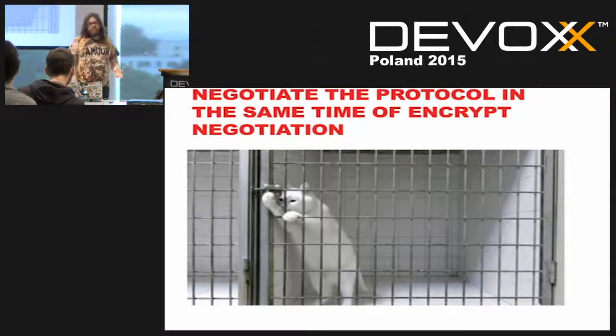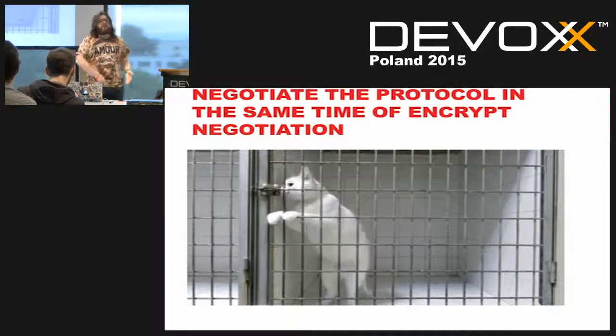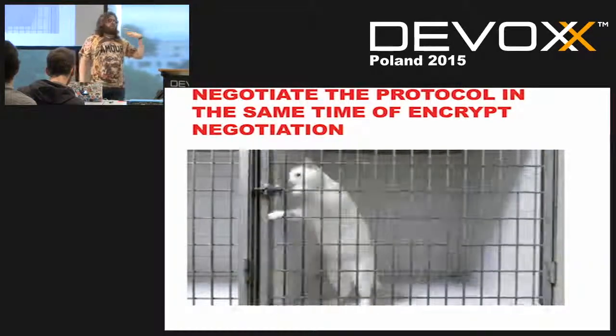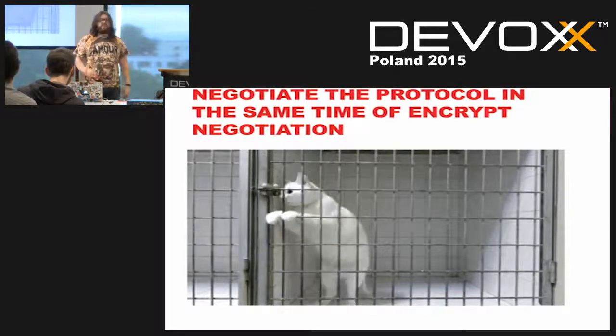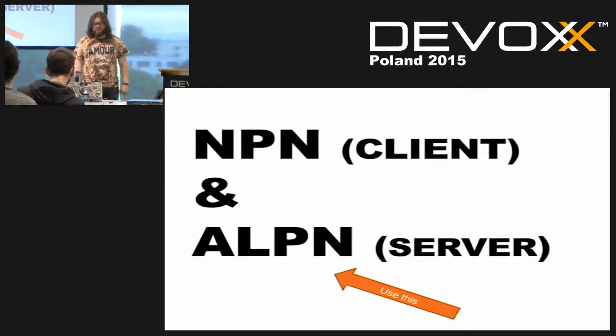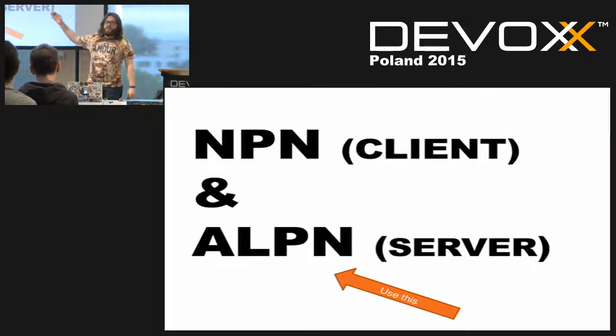The working group decided to negotiate the protocol at the same time as the TLS, because there is a negotiation anyway, so we will negotiate TLS, cipher, and HTTP level in this kind of connection, which is pretty interesting. This is the way SPDY was working. SPDY was using something called NPN. For various reasons, NPN lets the client decide at the end what the protocol will be.